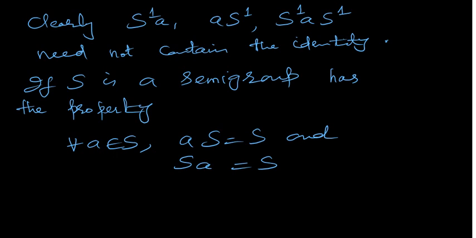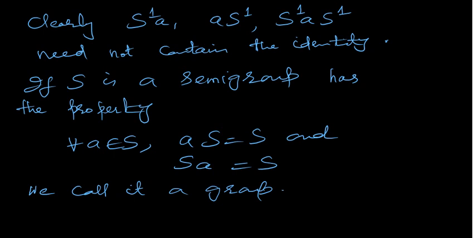Then we call it a group. But this is not the usual definition of group. Usual definition of group is it's a semigroup, and it contains the element identity and the inverse of each element. That's the usual definition of group.